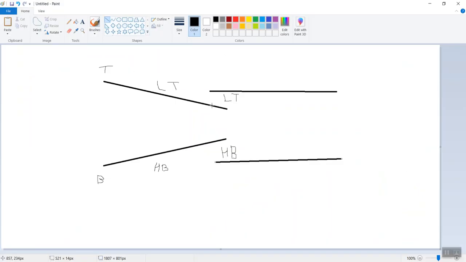I have just drawn a symmetrical triangle. Just ignore both of these lines, I will explain them later. So this is a symmetrical triangle. You can see this is a top, then again we had a lower top, followed by another lower top. At the same time the bottoms are higher bottoms.